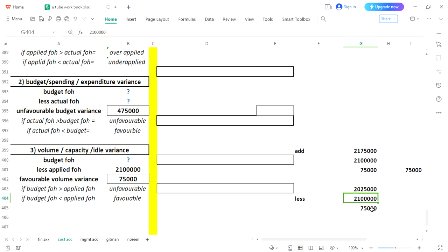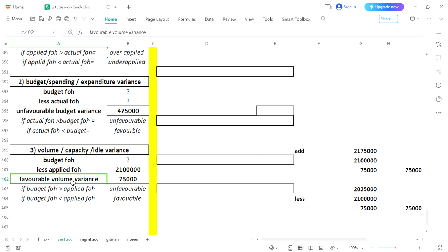You have got a different amount over here, but when you calculate the variance, variance is the difference between two amounts. So 21 lakh, I am putting minus 20 lakh 25,000, and again you have got the same variance. This is the interesting thing which is part of this question. Either you add or you subtract, you will get the same variance. So which option should we choose?